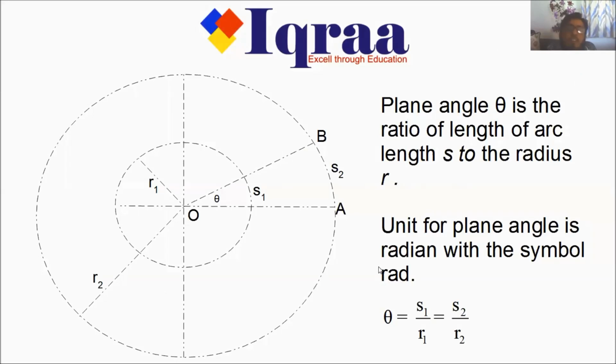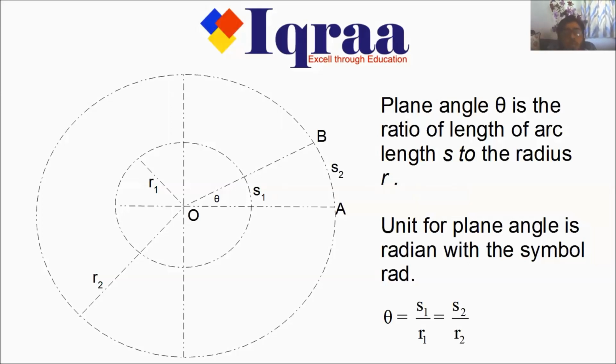In the last class, I gave you what a plane angle theta is. Let me again give you the definition of plane angle theta before I move forward and solve another question for the parallax method. Plane angle theta is the ratio of the length of arc S to the radius R.